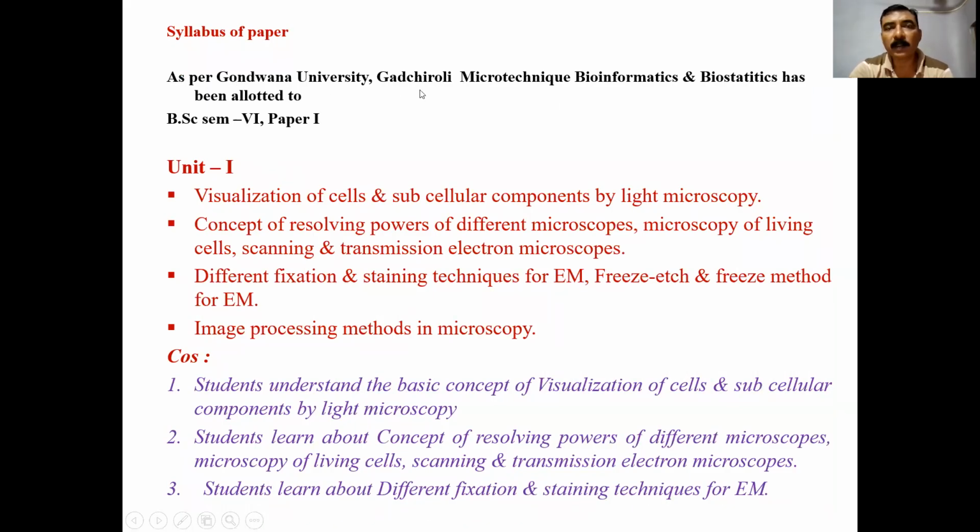As per Gondwana University, Gadchiroli, microtechnique, bioinformatics, and biostatistics have been allotted to BSc semester 6, paper 1. In unit number 1, visualization of a cell and subcellular components by light microscopy. When a cell is observed in a compound microscope for the first time and a photograph or image is taken, it is very important to visualize the cell and its subcellular components. The cell has its own components, and those components must be observable, and they are observed by light microscopy.